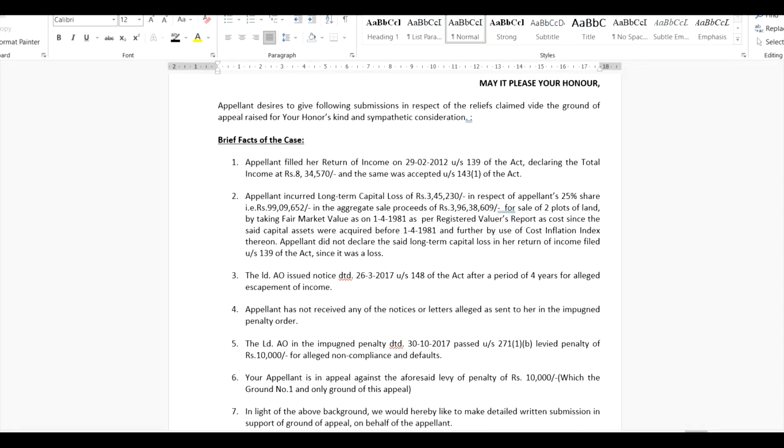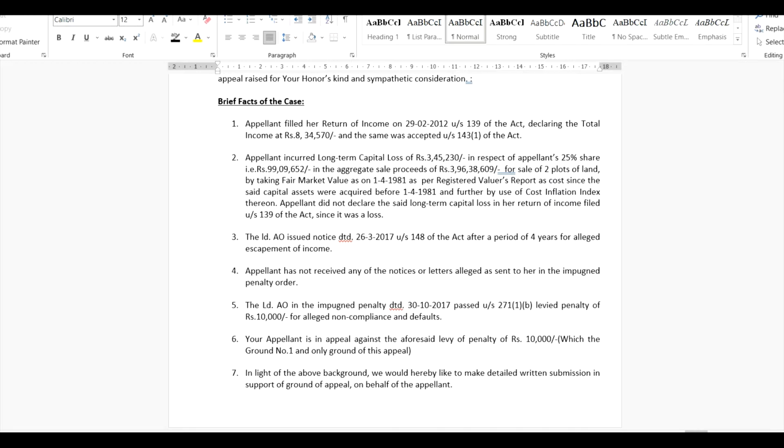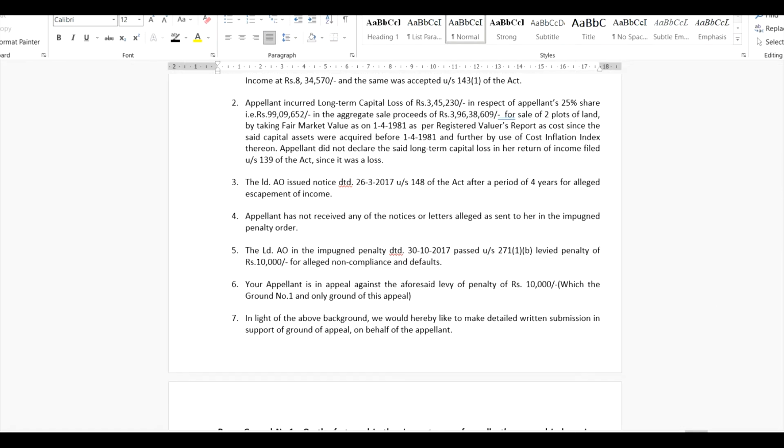Appellant filed a return, so and so. This was the case. Then the appellant has not received any of the notices or letters alleged as sent to her in the impugned penalty order. The learned AO, in the impugned penalty order dated so and so, levied penalty for alleged non-compliance of the defaults. Your appellant is in appeal against the aforesaid levy of penalty, which is ground number 1 and the only ground of this appeal. There is no other ground. In light of the above background, we would like to hereby make a detailed submission in support of the ground of appeal on behalf of the appellant.